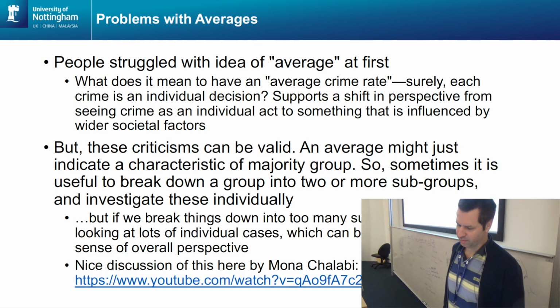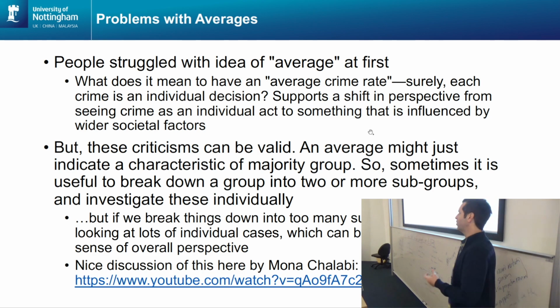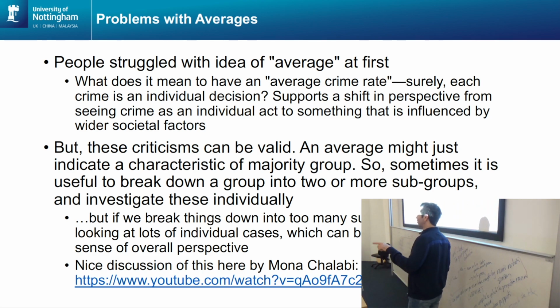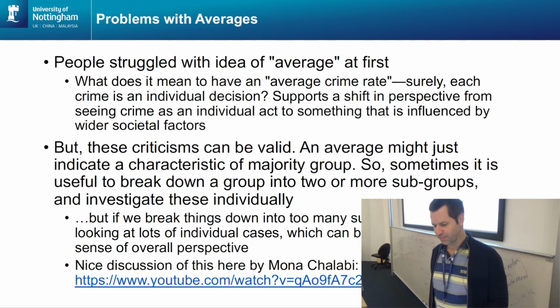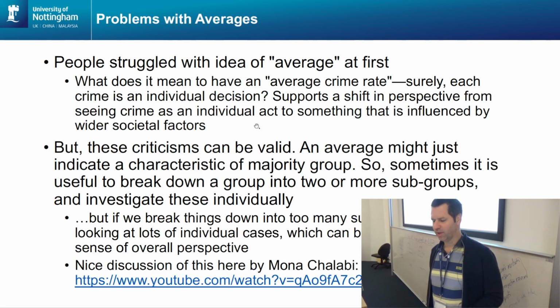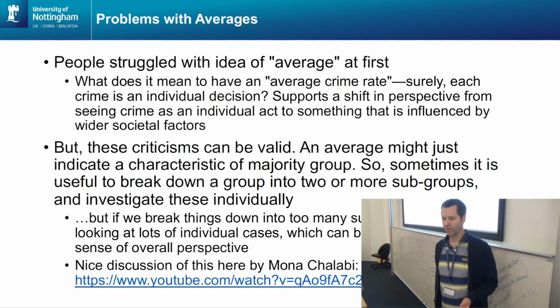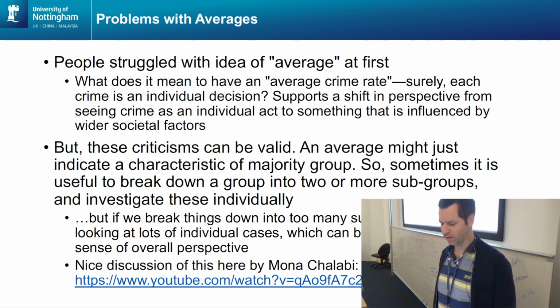So here are some things to think about. What does it mean to have an average crime rate, right? Imagine we have something like the average number of crimes per square kilometer in a city, right? It's something to think about, like trying to interpret what an average crime rate is has some subjective interpretations.